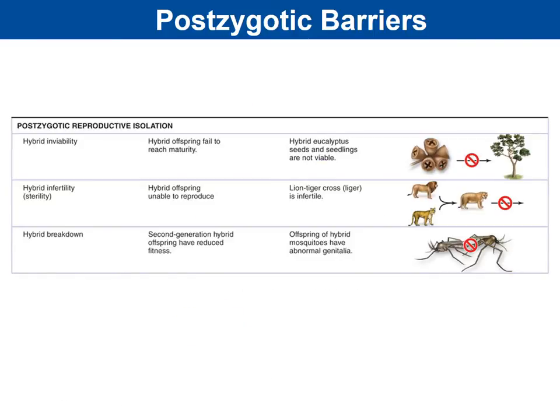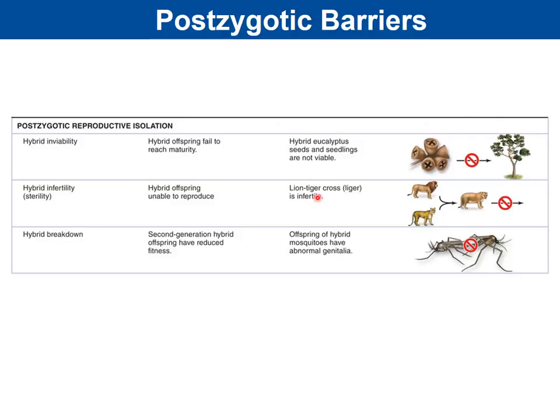So, examples of post-zygotic reproductive isolation. The first is hybrid inviability. In hybrid inviability, the hybrid offspring fail to reach maturity. For example, hybrid eucalyptus seeds and seedlings are not viable. They're not able to mature and turn into a new organism. And so that's hybrid inviability. The hybrids are not viable.